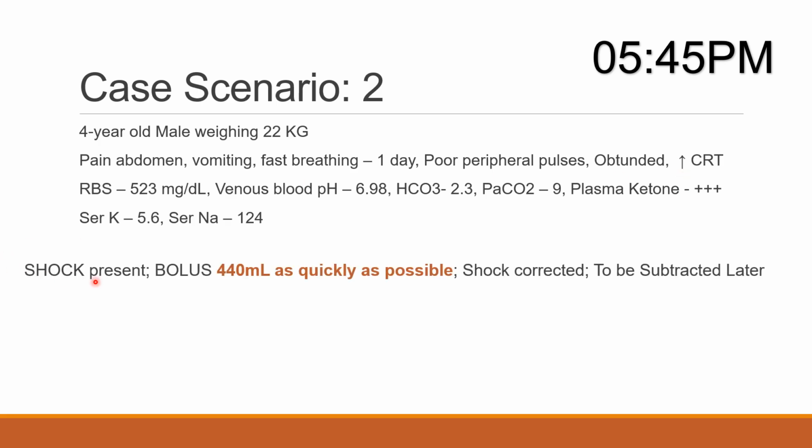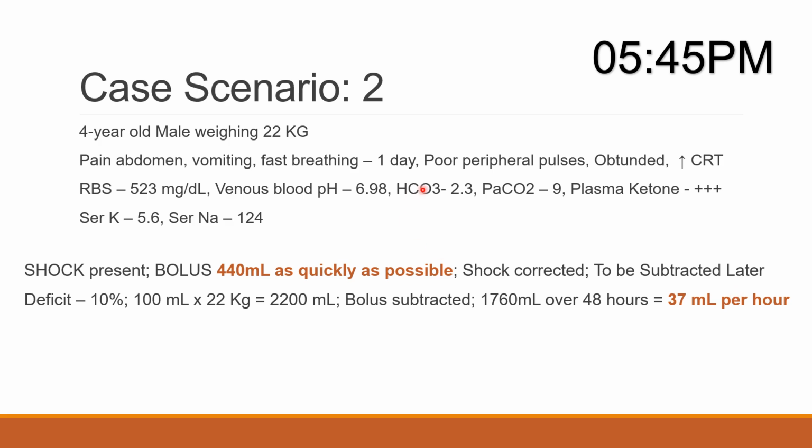So shock is present, that means we have to give a 20 ml per kg of normal saline bolus as quickly as possible. Patient is 22 kg, so we have to give a 20 ml per kg bolus, that is 440 ml as quickly as possible. And assume that shock has been corrected after one bolus, so we don't have to give any boluses anymore, and this 440 ml has to be subtracted later.